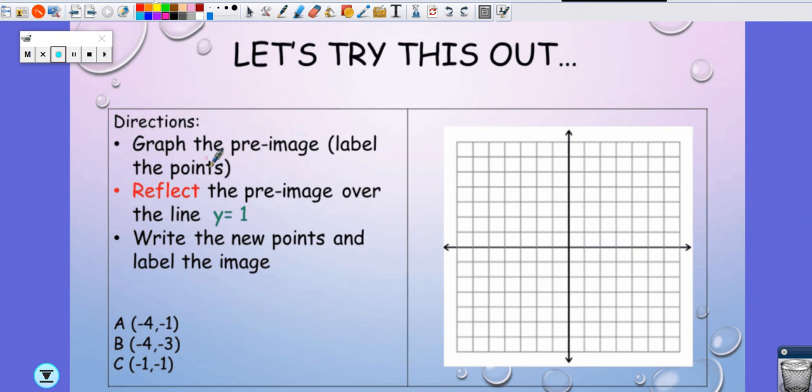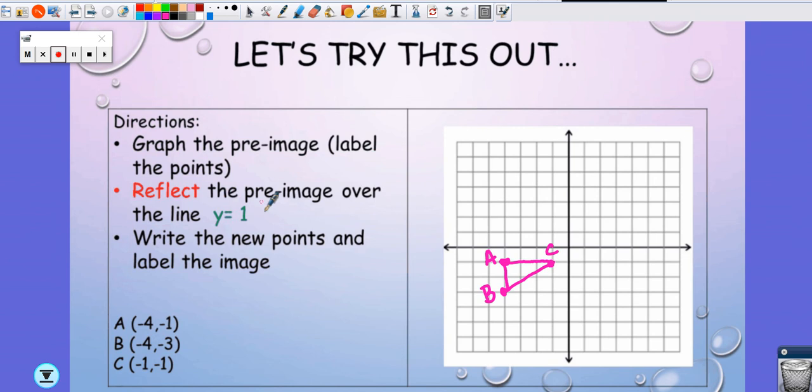So here, let's try this together. It says graph the pre-image. So I'm going to go ahead and graph my pre-image. So that's 1, 2, 3, 4, and that's -1. This is 4, -3, so that's my A, that's my B, and then my C goes right here. So here is my pre-image.